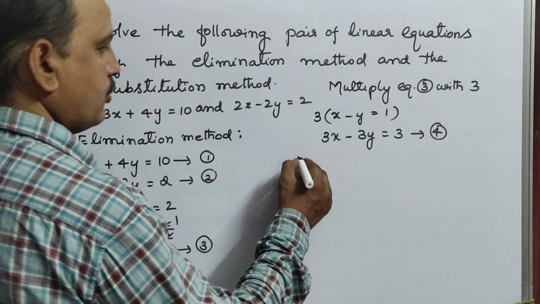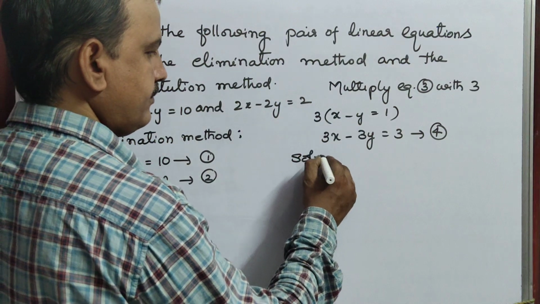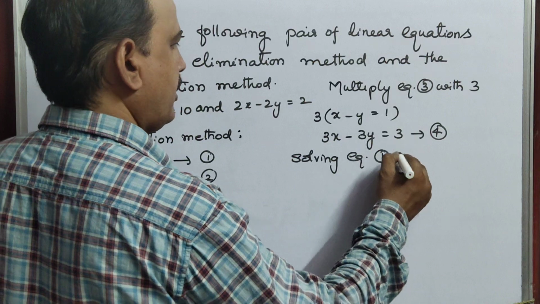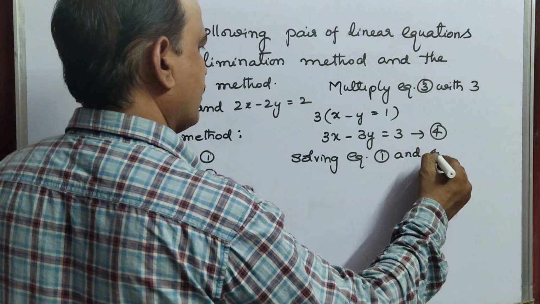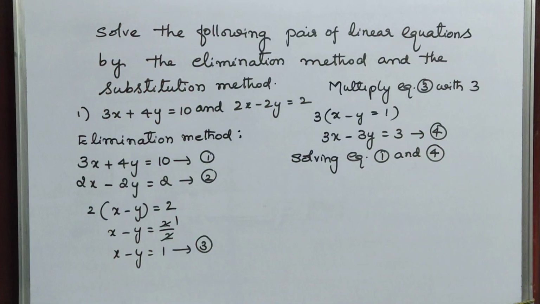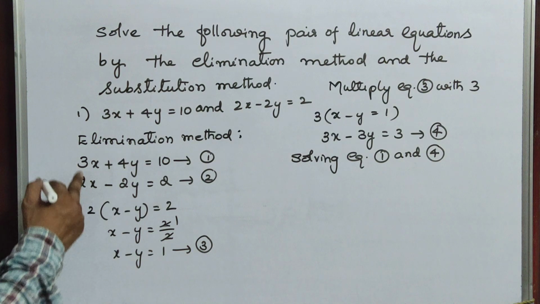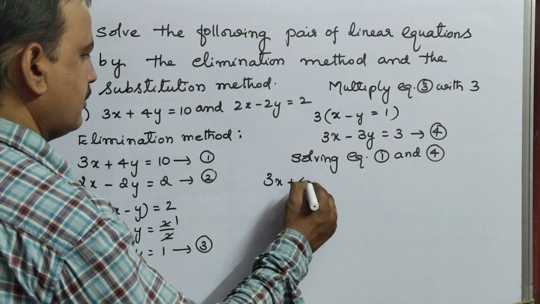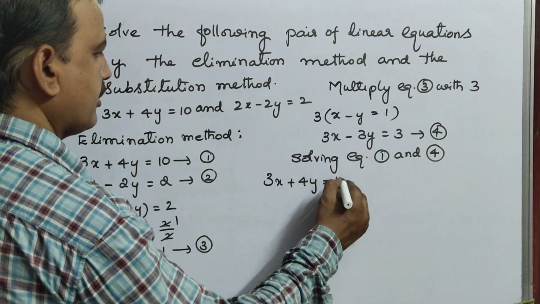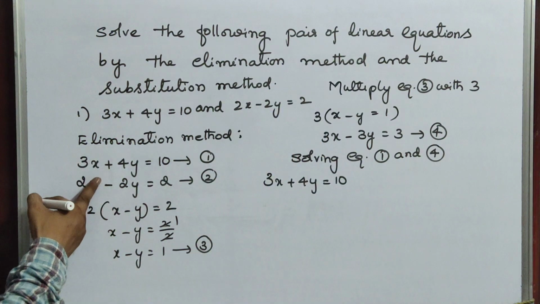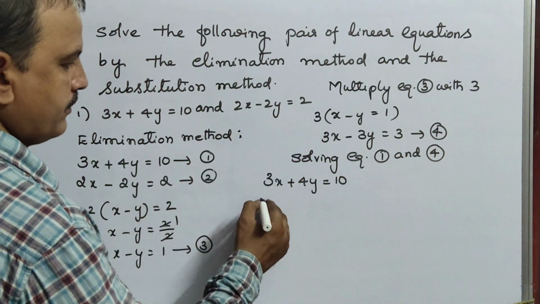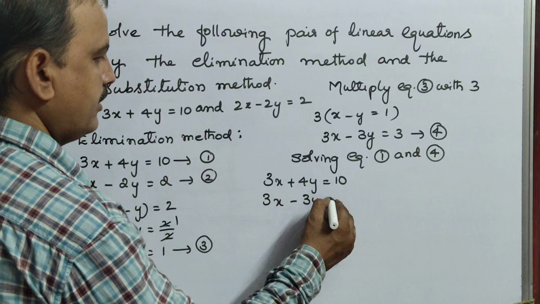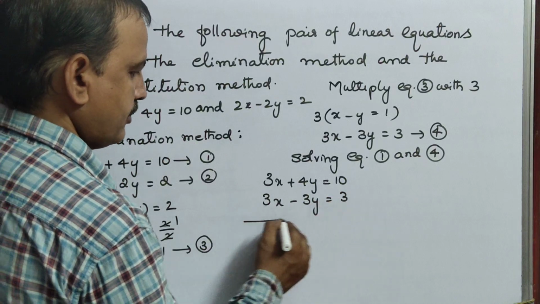Solving equations 1 and 4. What is equation 1, children? 3x plus 4y equals 10. What is equation 4? 3x minus 3y equals 3.